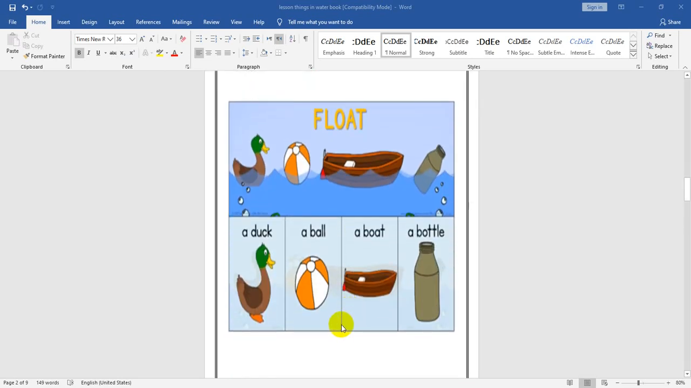Look at the picture. You can see that there are things which float on water surface, such as plastic toy, ball, pot, and empty bottles, because these things are less dense than water, so they float on water surface.